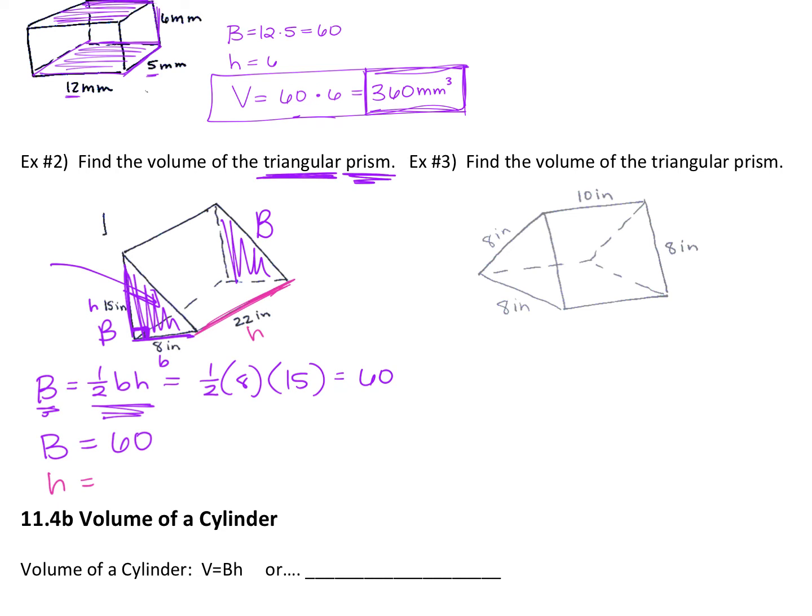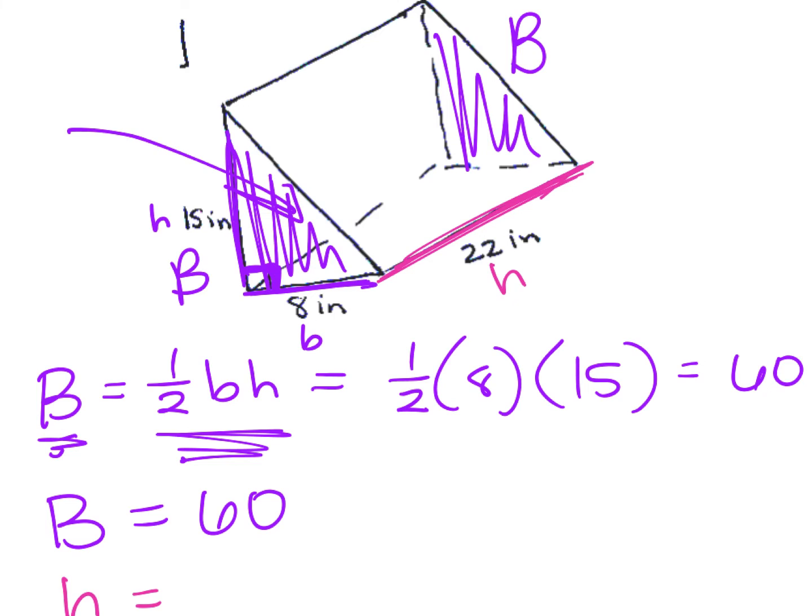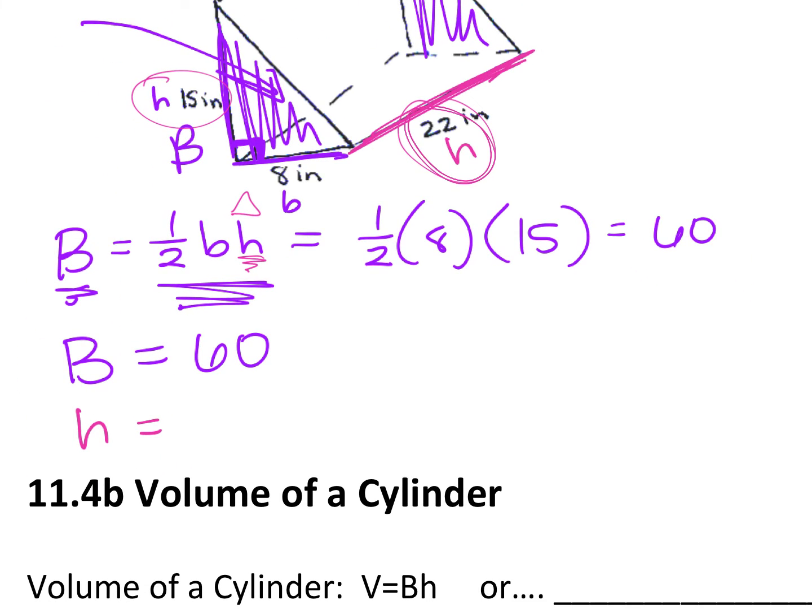Now here's the deal. Here's why I need you to be careful. Anyone see an issue here with my labeling? There's 2 heights. Doesn't it mean the height of the figure? They're not the same heights, right? This height is the height of the triangle. This height is the height of the figure. Okay, so be careful with that.